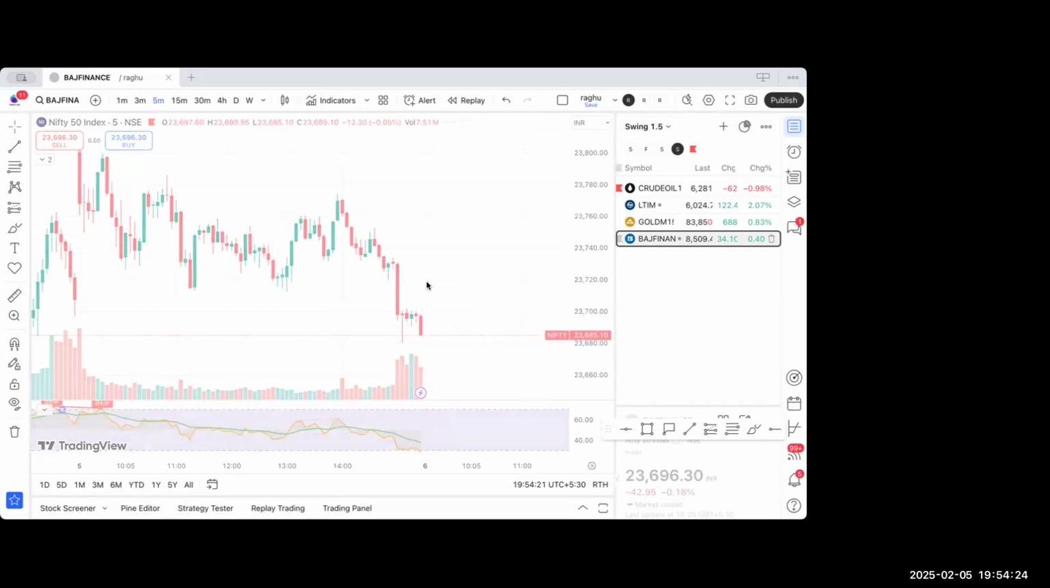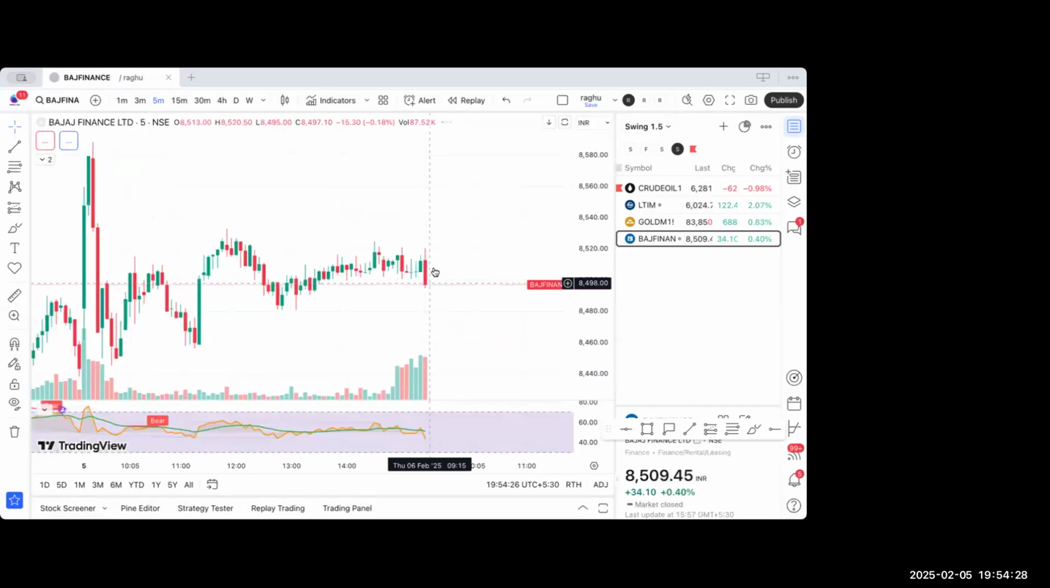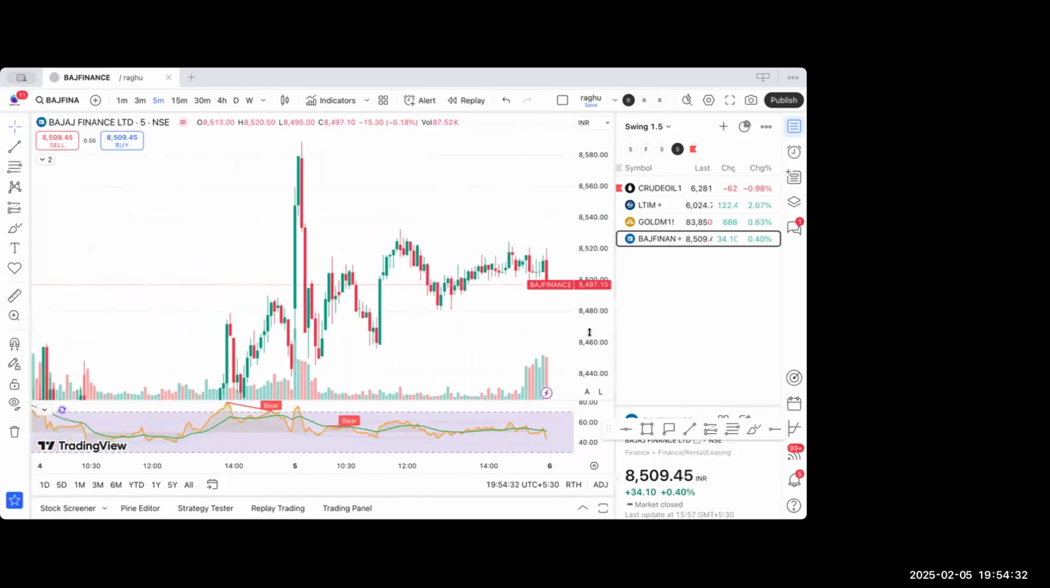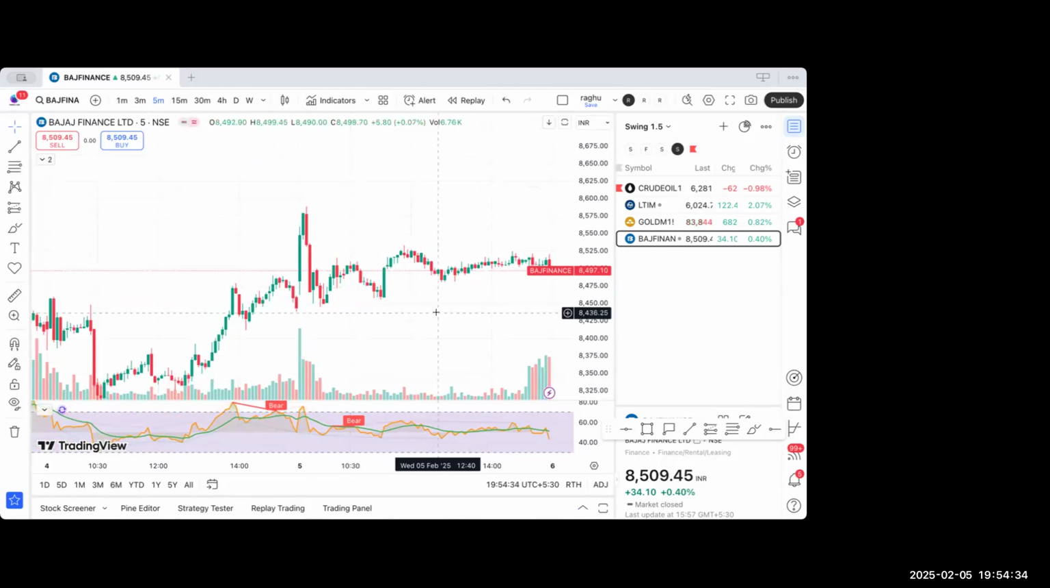Today, maybe there was no trade on Bajaj Finance, but yesterday there was an amazing trade in Bajaj Finance. See today, big candle. There is no trade. Where is the trade setup?